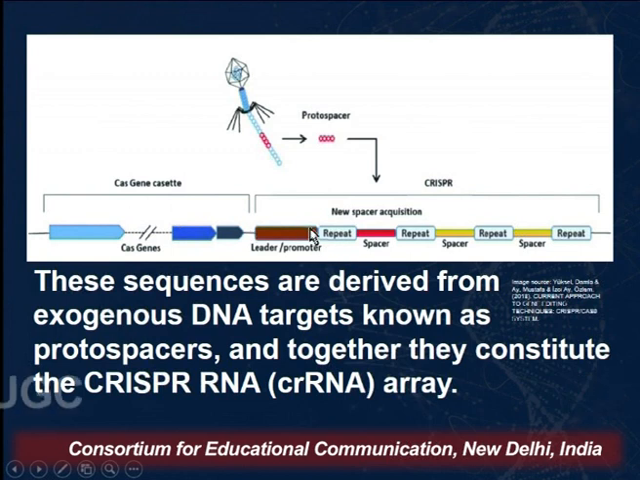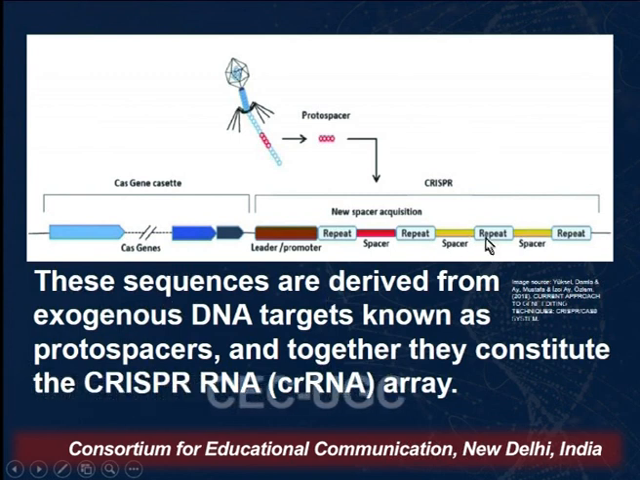Then there is some leader sequence, and then a CRRNA will be transcribed from this particular genomic site. As you can see, there are direct repeats present, and in between these blue colored direct repeats there are different spacer DNAs which are located. Now where do these spacer DNAs come from?